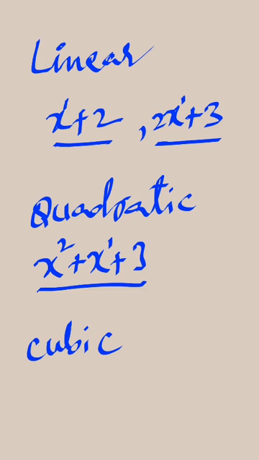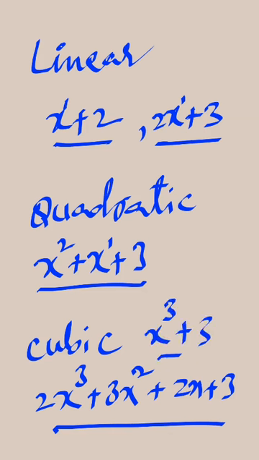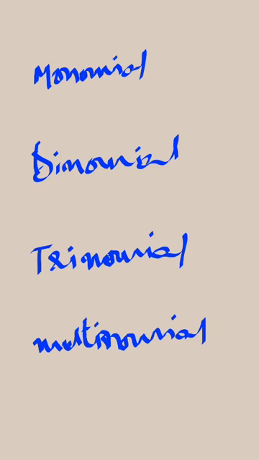Then what is a cubic polynomial? Here a cubic polynomial means 2x cube, and for example 3x square plus 2x plus 3. So this is what a cubic polynomial is. And simply we can write one more example, for example x cube plus 3. This is also a cubic polynomial. The degree of the polynomial is 3, then it is a cubic polynomial. So in this way we can divide the polynomials. We can give the names.